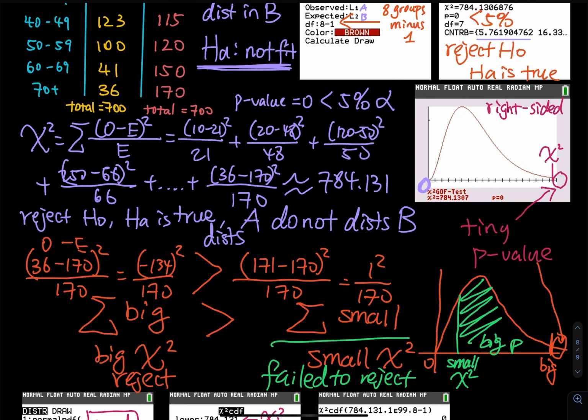So you reject H0 and then HA is true. So that means this is a not fit. And then this fit, I'm not going to say fit, this fit remains suspicious. So not fit, of course, 36 not fit 170, and then the suspicious, maybe 171 fits 170, maybe, right? Suspicious. Okay, so that's the concept of big chi-square versus small chi-square.